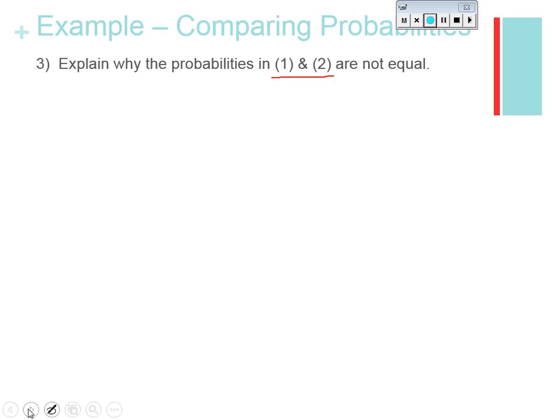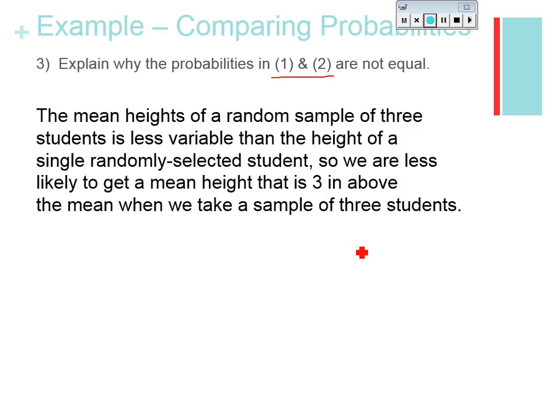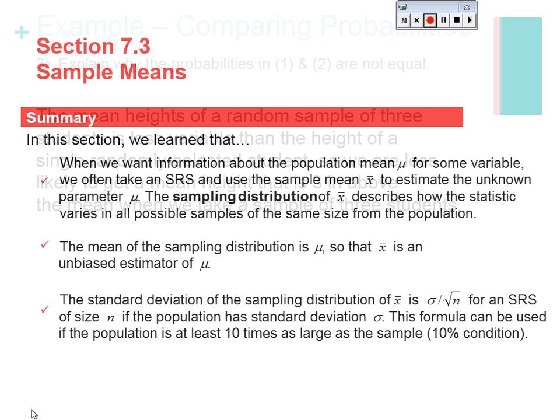And then for number 3, explain why the probabilities in 1 and 2 are not equal. Simply put, they're not equal because the sample sizes are different. Because the sample sizes are different, my standard deviations are going to be different, and once your standard deviations are different, that changes your z-score, which then changes the probability that would occur.